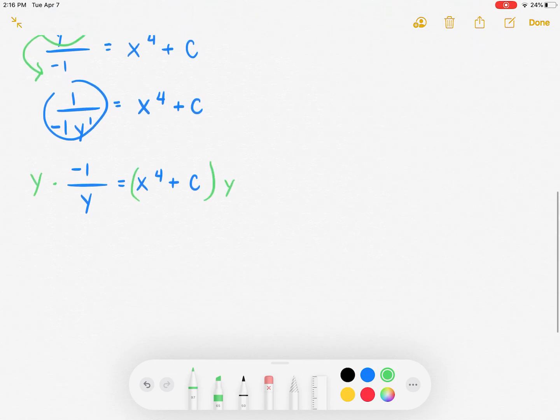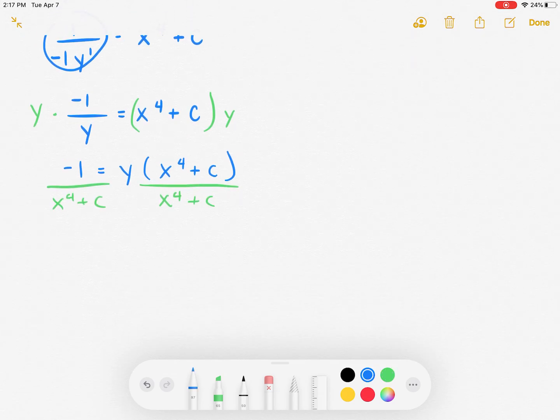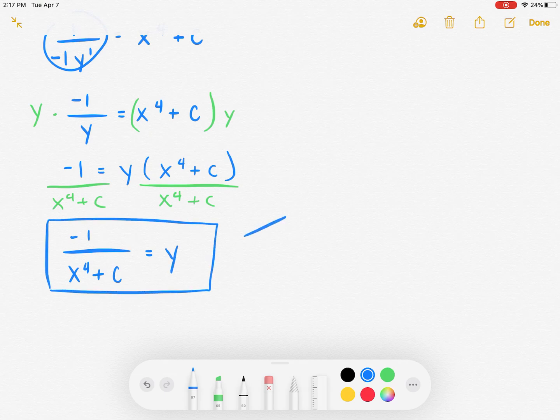In order to get y all by itself, the next step would be multiplying by y on both sides, which is going to give me negative 1 equals y times x to the 4th plus c. And then last thing I'm going to do is divide by x to the 4th plus c on both sides, which gives me a final answer of negative 1 over x to the 4th plus c equals y. This is my general solution.